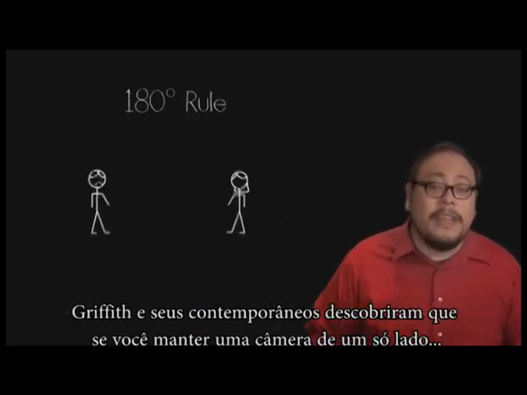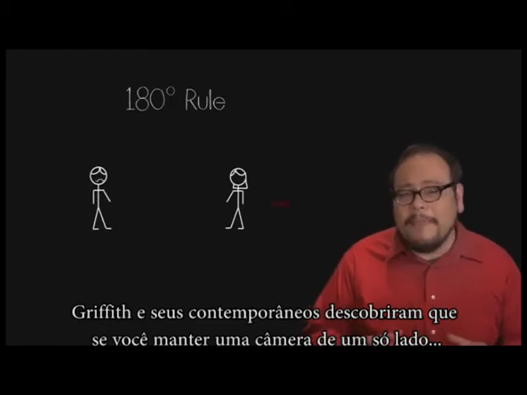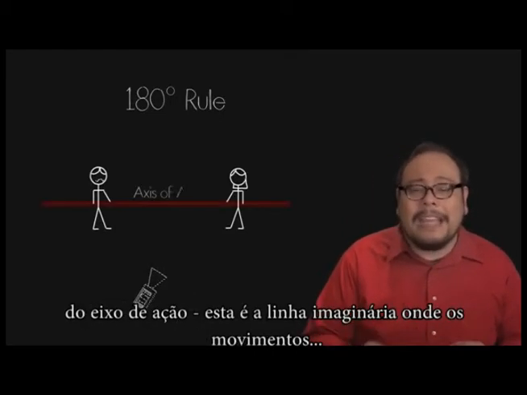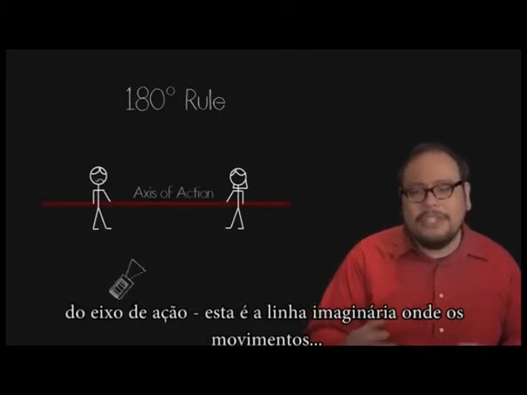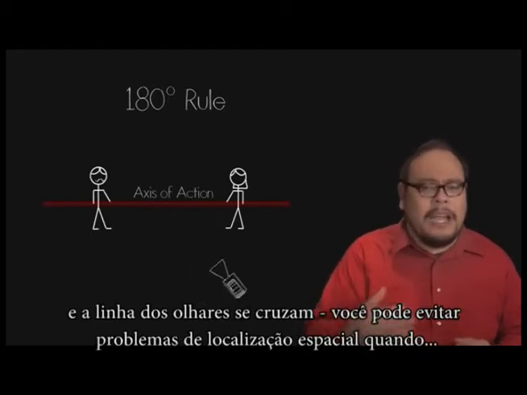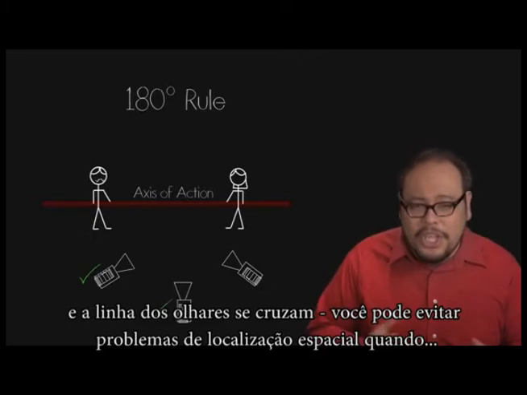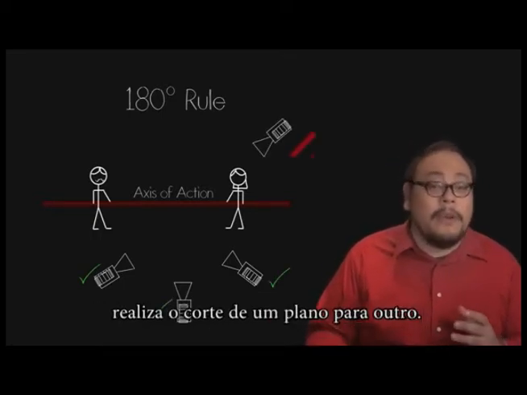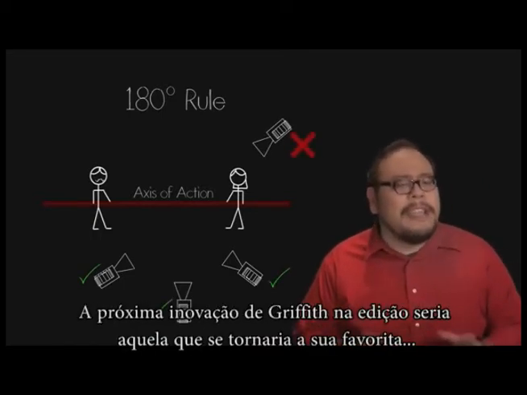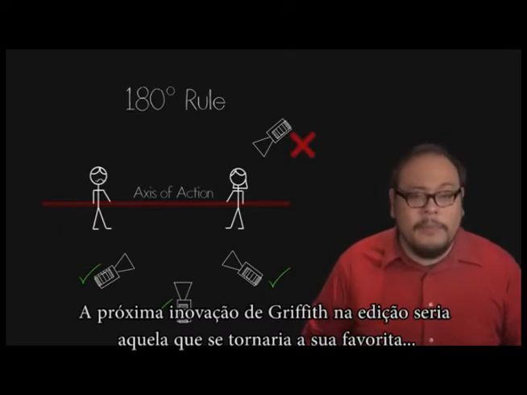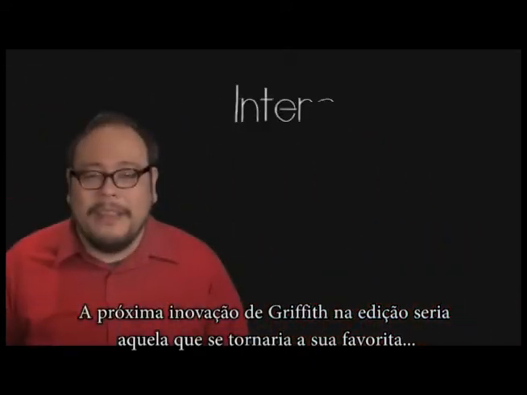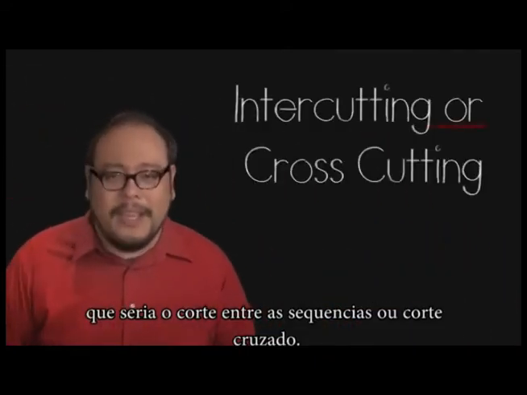Griffith, as well as his contemporaries, discovered that if you kept the camera on one side of the axis of action, that's the imaginary line where movements and eye lines occur, you can avoid continuity problems of confusing geography when cutting from one angle to another. Now, Griffith's next invention in editing would be one that had become his favorite: intercutting or cross-cutting.